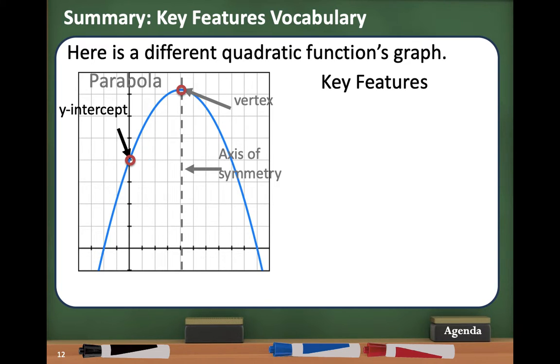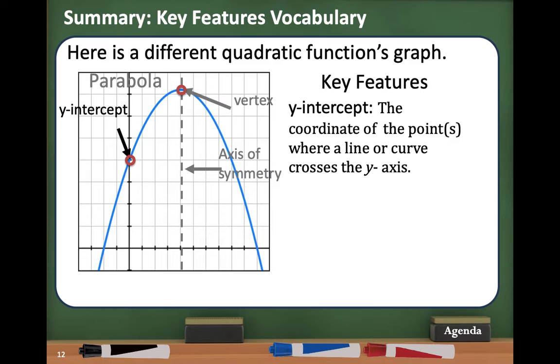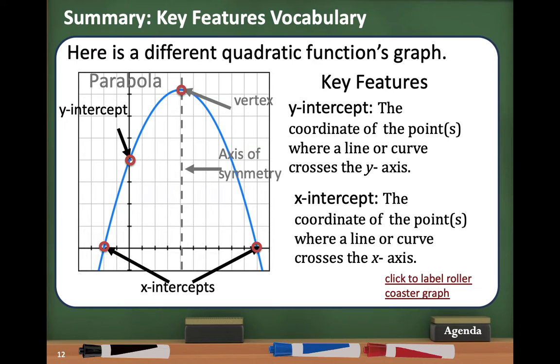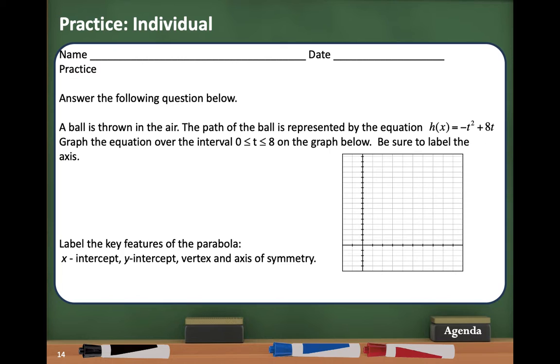Quadratic functions can have Y-intercepts. There it is over there. We know the Y-intercept. It's the coordinate of the point where a line or curve crosses the y-axis. In this case, it's the curve, right? And another key feature is that quadratic functions can have X-intercepts. It's the coordinate of the points where the line or the curve crosses the x-axis, right? Okay, we could do that for our roller coaster, but we're not going to do that today, okay? So we've got those key features.